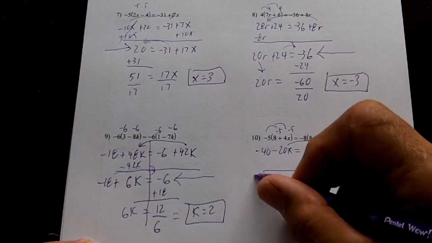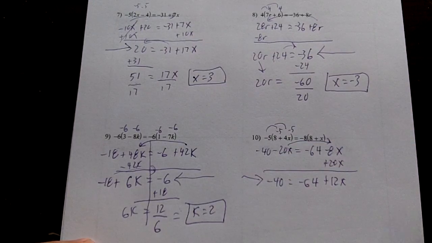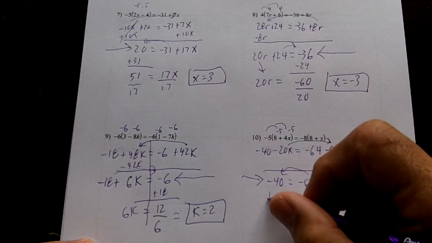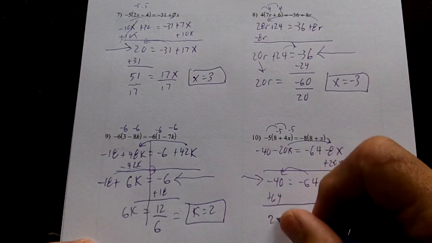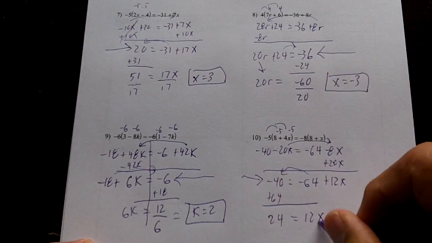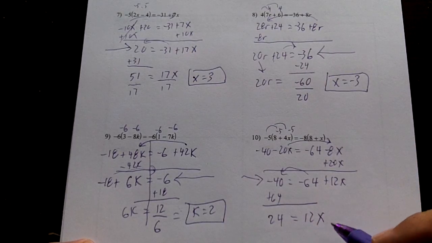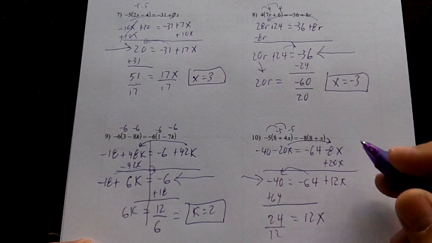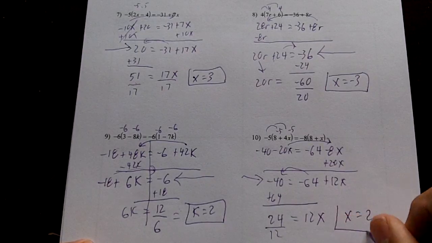Now then, the number all by itself is the negative 40. You're going to punch that into the calculator. Move over the negative 64 by adding, and you would have 24 equals 12x. With the 24 still showing in the calculator, you're going to divide it by 12, and you would end up with x equals 2.